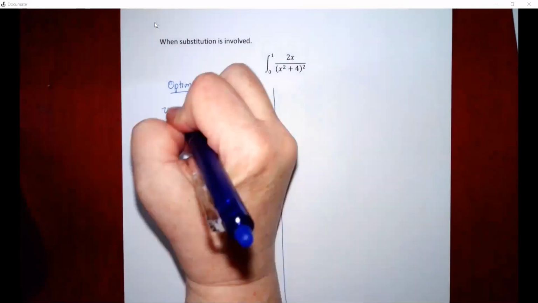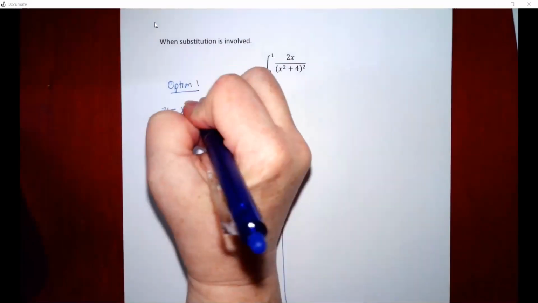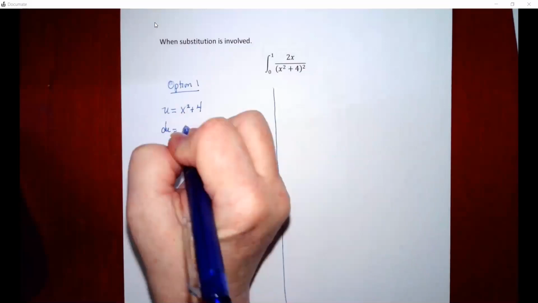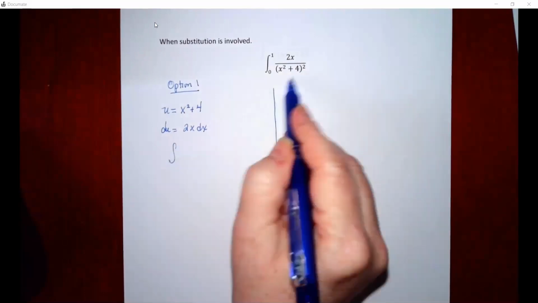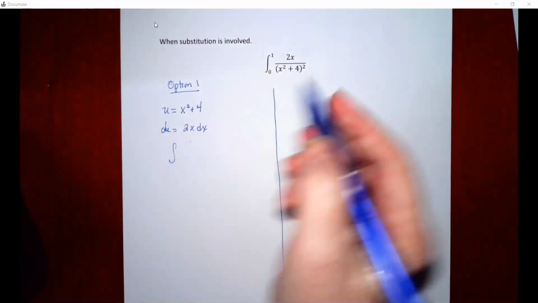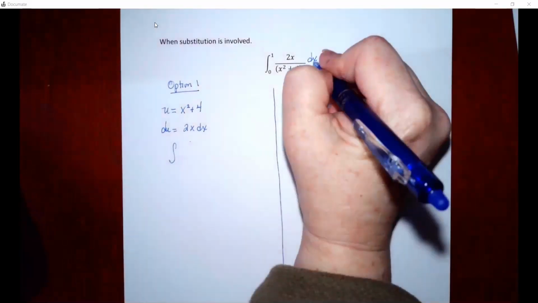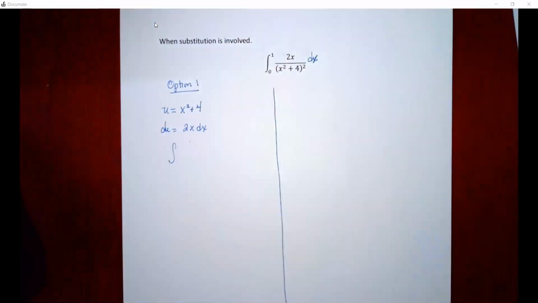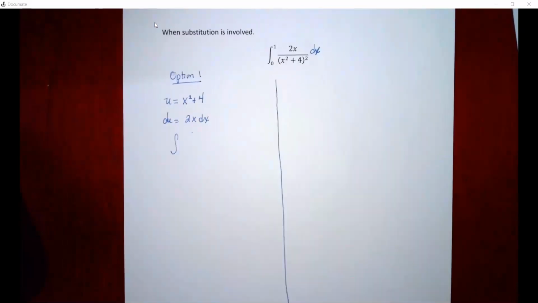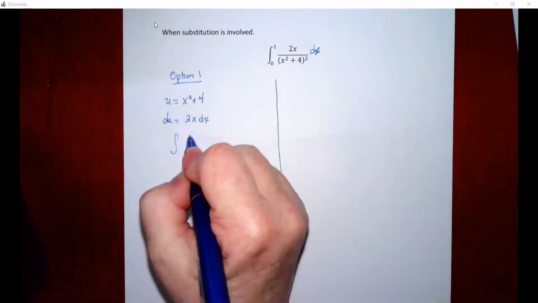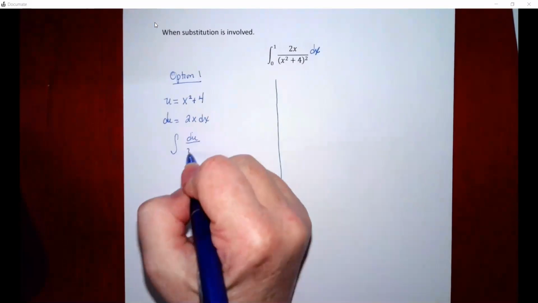X squared plus 4 would be awesome. If we let u be x squared plus 4, then du would be 2x dx. So in terms of u, the integrand would be, oh my goodness, I left off my dx, which is not good. Got to have a differential up there to know what we're integrating with respect to. So that would be du over u squared.